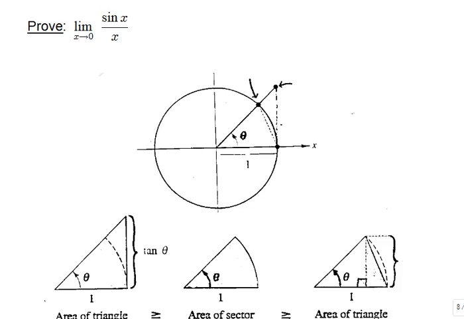So we want to find out what the limit as x goes to 0 is of sine of x over x. And to find this limit, we're going to start by drawing a unit circle, which is just a circle centered at the origin with a radius of 1. So this distance right here is 1, and this radius right here would also be 1 as well.